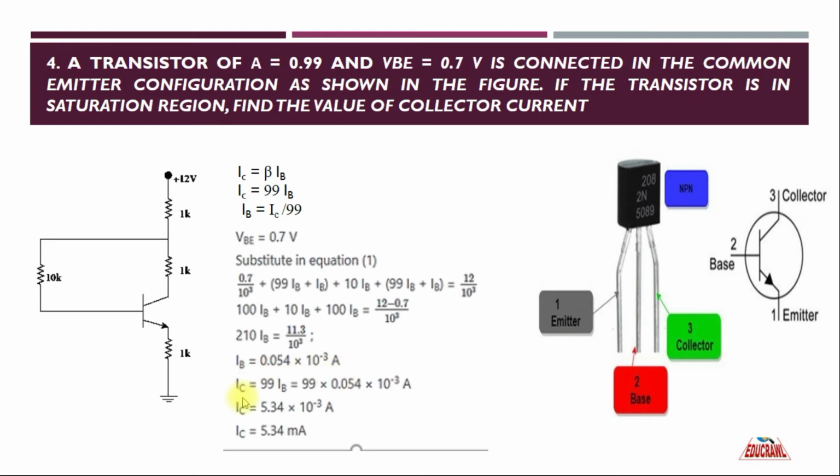So the IB value is 0.054 into 10 power minus 3 ampere. From this, you can find the IC value using the relation IC is equal to 99 IB, which is equal to 99 into 0.054 into 10 power minus 3 ampere. So IC value is 5.34 into 10 power minus 3 ampere, or it can be written as IC is equal to 5.34 milliampere.